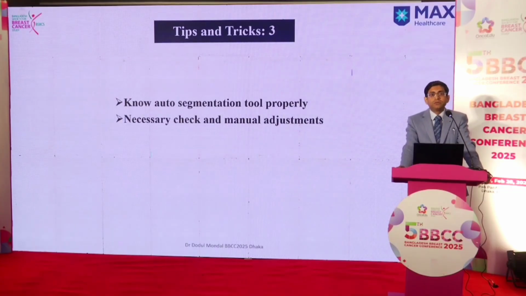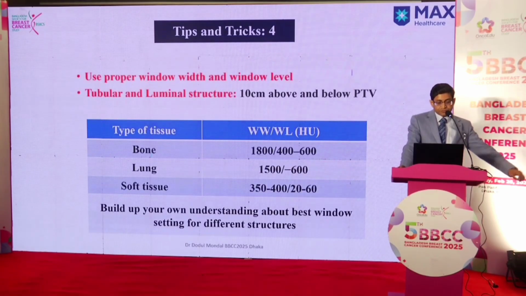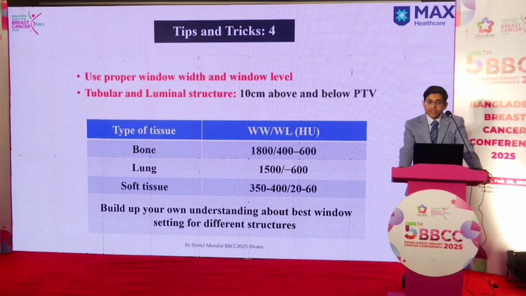It's very important to know the auto segmentation tool and always check the contours done by it. Even with the latest versions of software like Eclipse, I have seen that many a time the spinal cord contoured by auto segmentation is not correct, and it required manual editing. So it is very important. Always use a proper window width and window level. Contour all the tubular structures and luminal structures 10 cm above and below your PTV. This is the suggested window width and window level which you can use during contouring different structures. If needed, I can share this entire presentation with you, so it's not a problem.